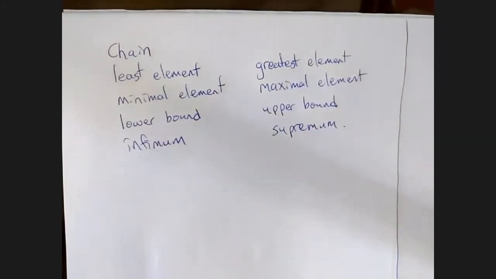Okay, let's get back into it. So, let me just remind you that a partial order, which is kind of what all these terms refer to, a partial order is a relation on a set A, which is reflexive, transitive, and antisymmetric.